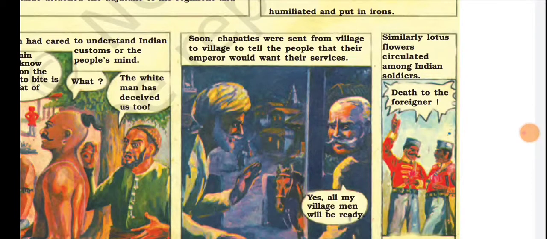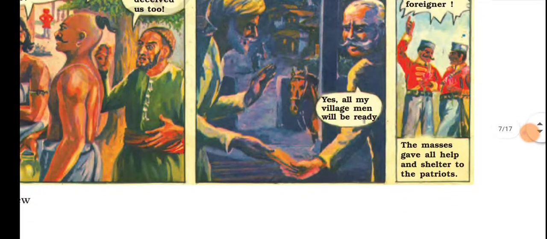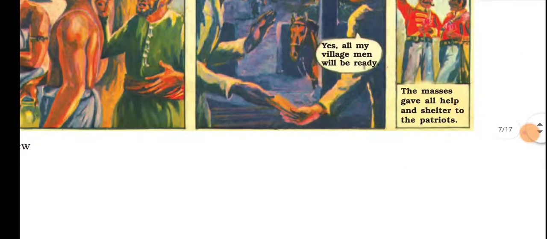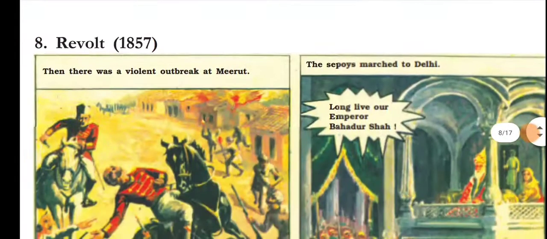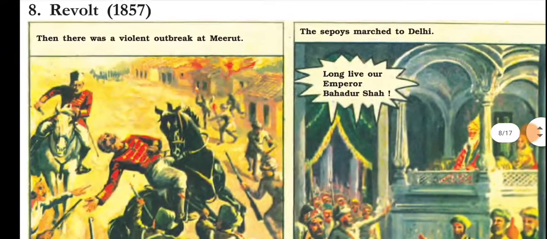So this is how the revolution started: many leaders inspired the Indians that Indians should come forward to fight against the British. Yes, all my villagemen will be ready. The masses gave all the help and shelter to the patriots. The soldiers and everybody, in fact the common men, helped the soldiers as well. And finally, the revolt of 1857.